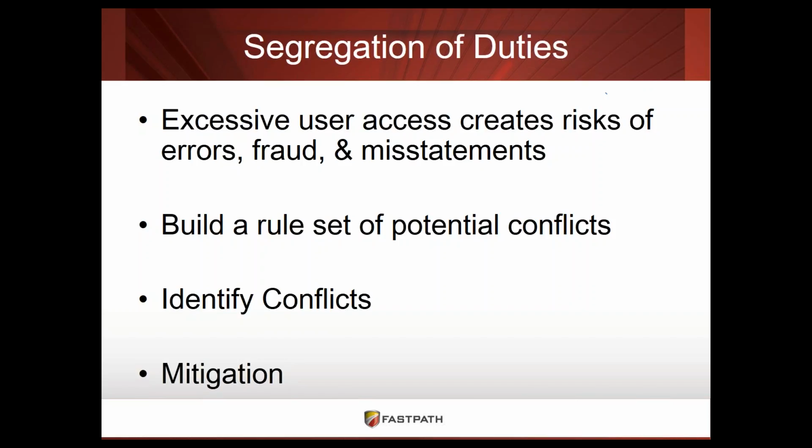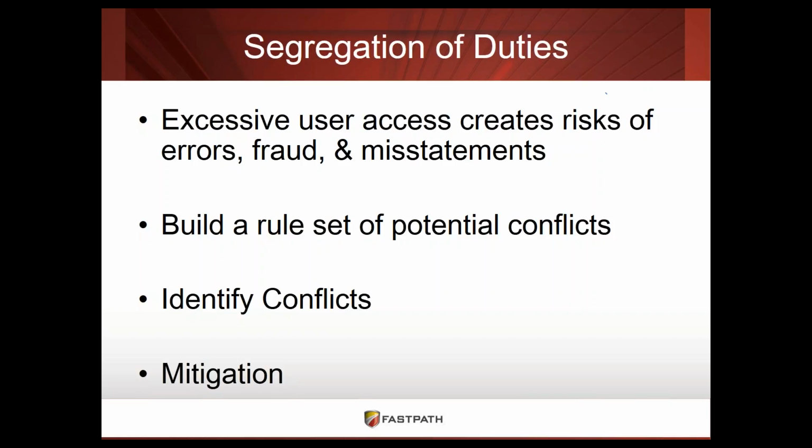So here we're trying to identify any excessive user access that you might have in your system. Again, it's going to be those users that have access to the entire process. That's going to elevate your risk of errors, fraud, and misstatements. So there's basically 3 steps to segregation of duties. First step is to build out a rule set of your potential conflicts. So how do you determine where you have risk?